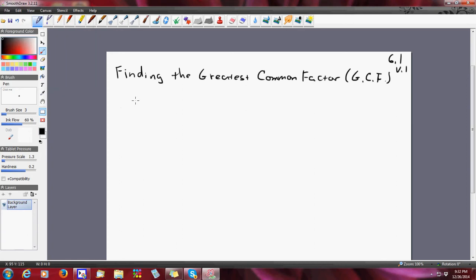So I'm going to find the greatest common factor. I'm going to do three different things. And the first thing I'm going to do is find it numerically. And all you have to do, if you want to find the greatest common factor, is know what a factor is.